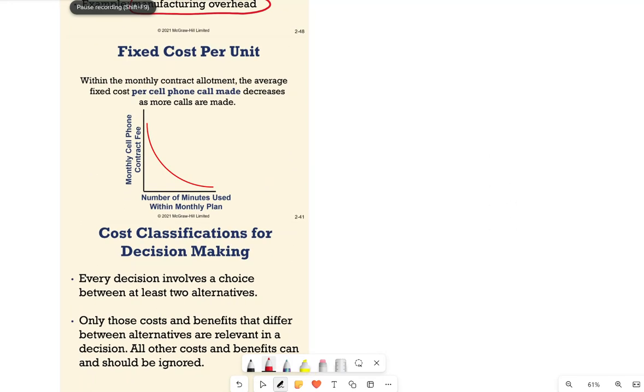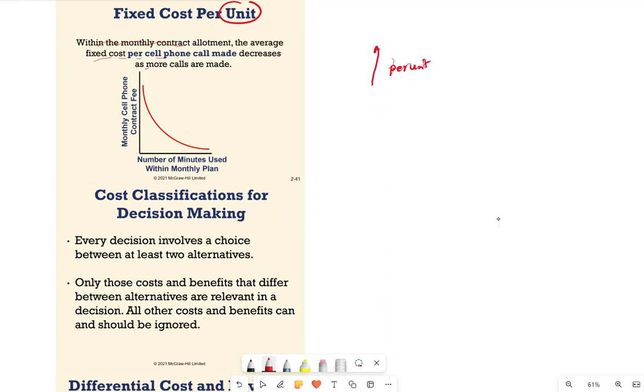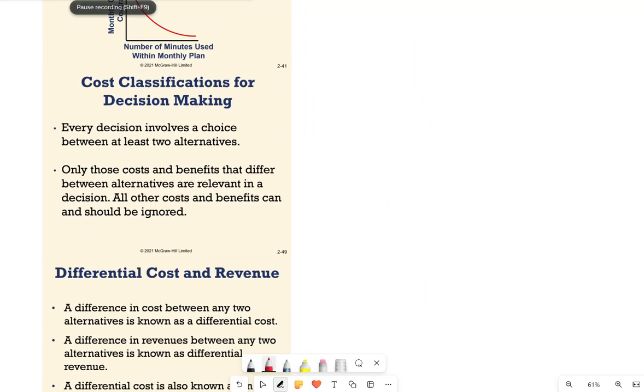Now they said fixed cost stays the same, it doesn't matter how many. Per unit fixed cost is what it means, per unit. Within the monthly contract allotment, the average fixed cost per cell phone call may decrease as you make more calls. The more calls you make, the cost per unit is changing, so per unit will be decreasing.